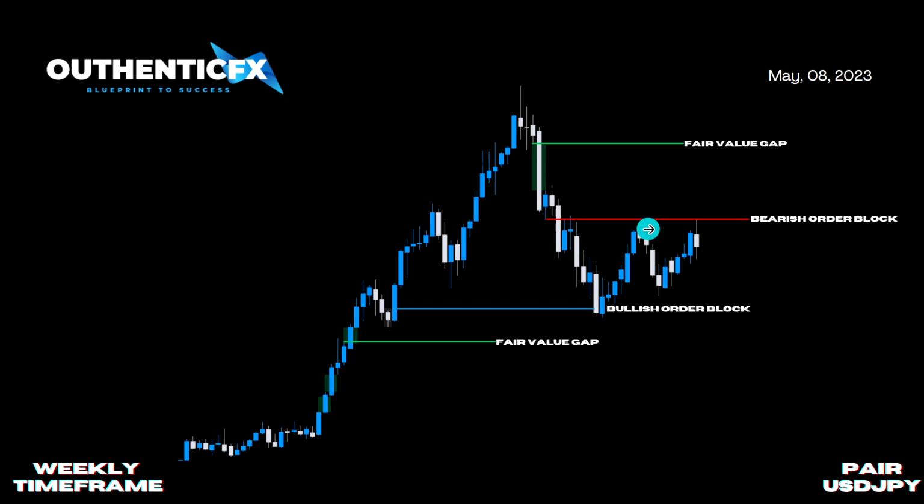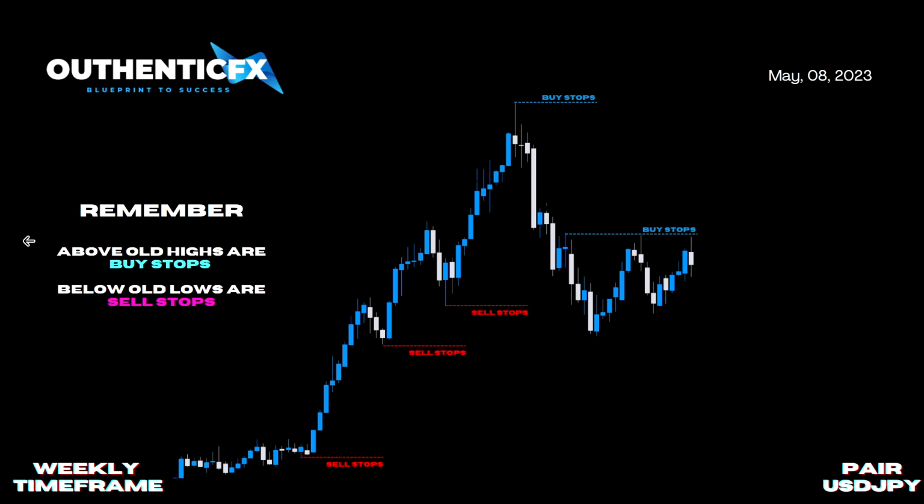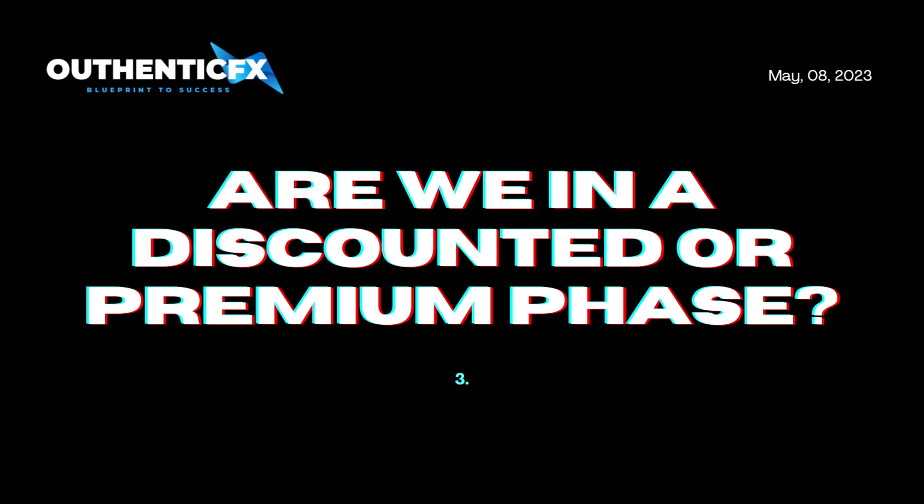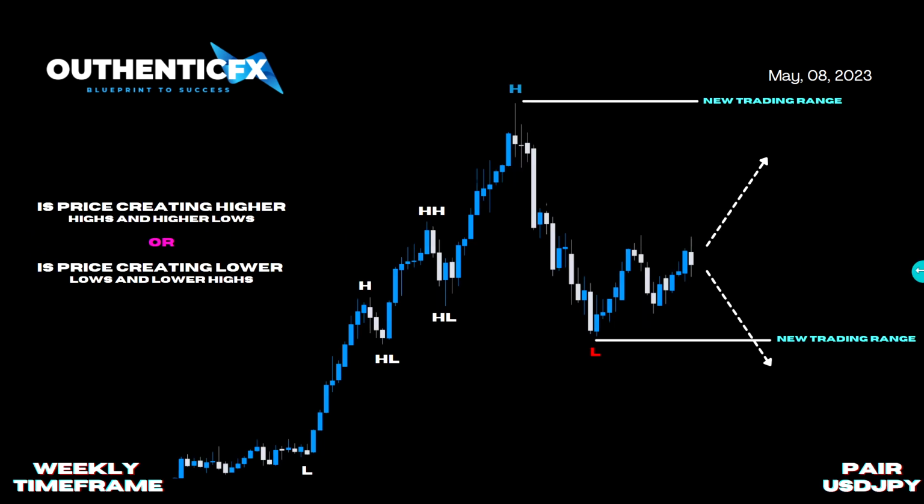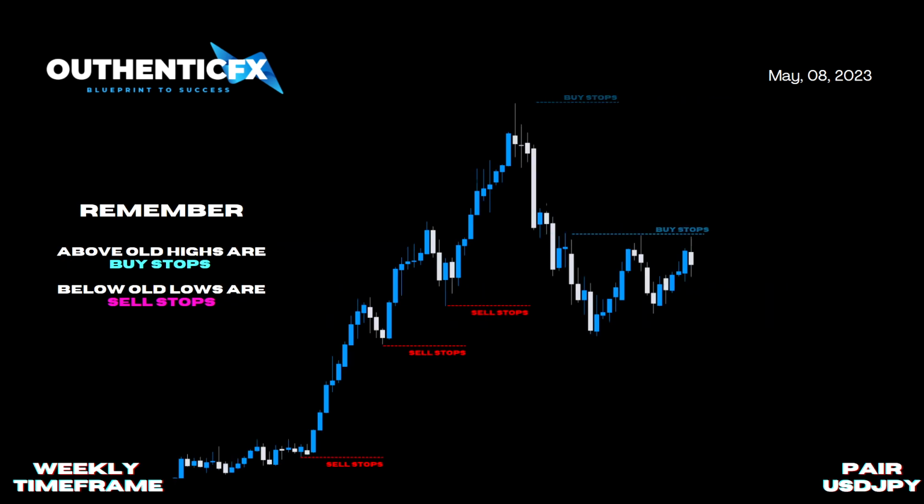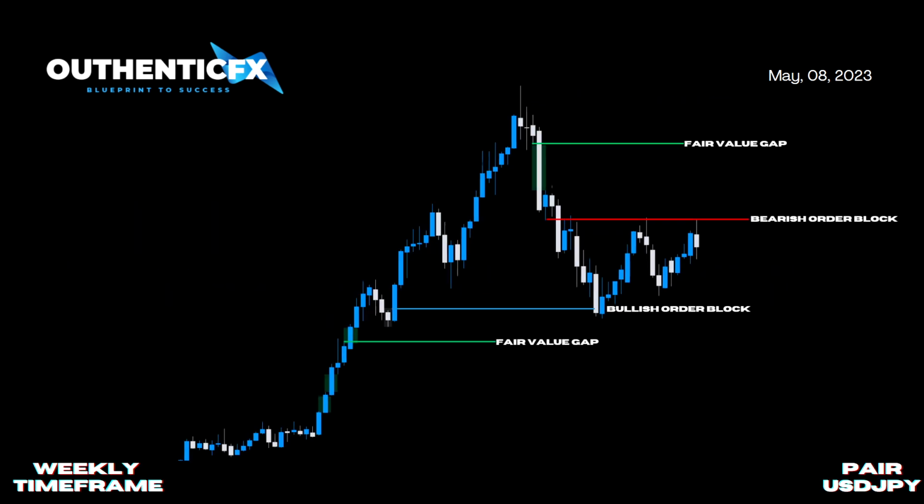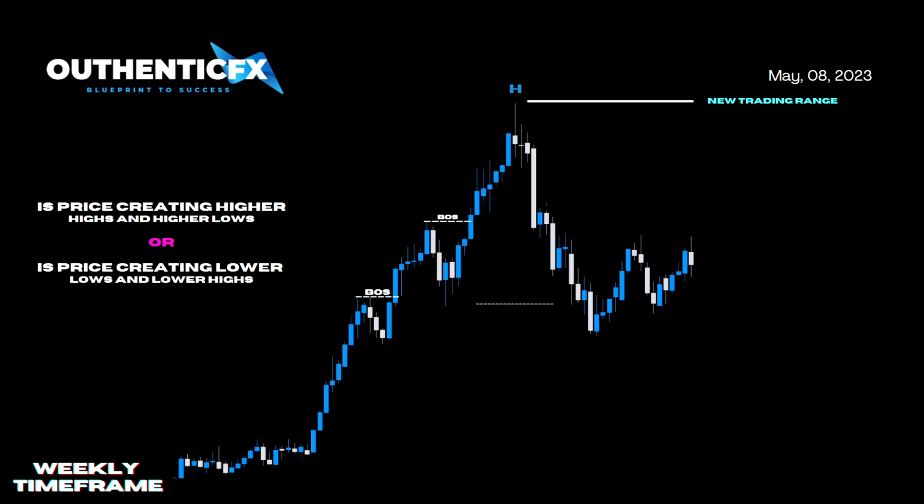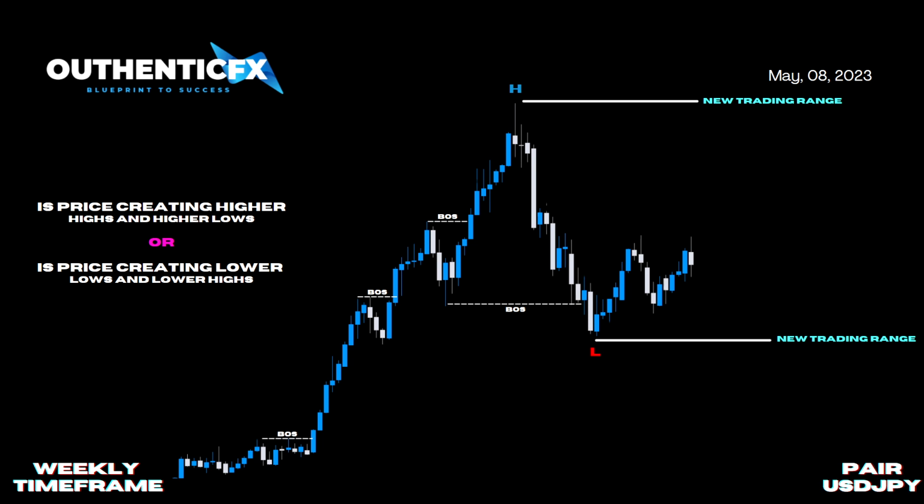So now we've got all our components together. We've marked up our institutional patterns, our sell stops, whether we are in a premium or discounted level, our new trading range and our higher highs and higher lows and so forth, guys. Once we have done all the individual markups, we need to ask ourselves one question. Are we in a trading range or did we break structure? Because without this knowledge, we cannot know how to move forward, right?